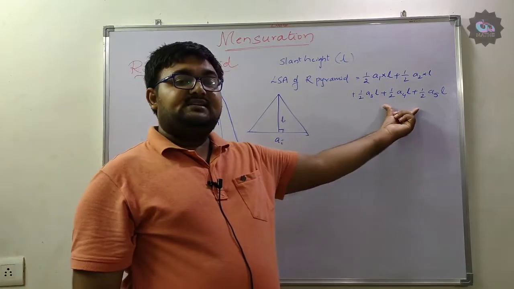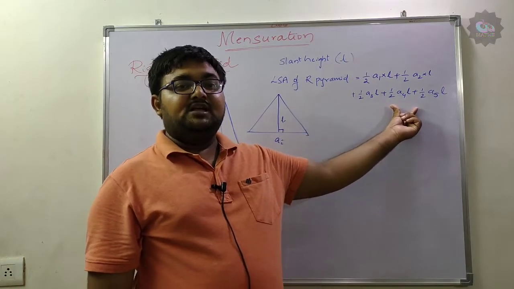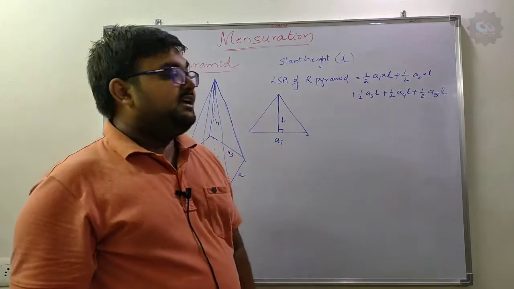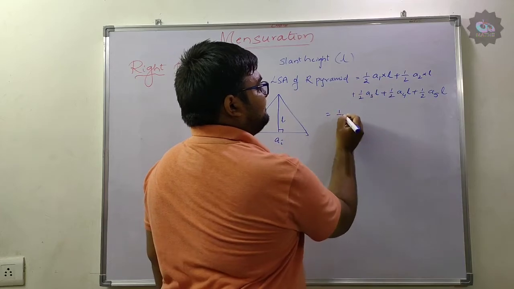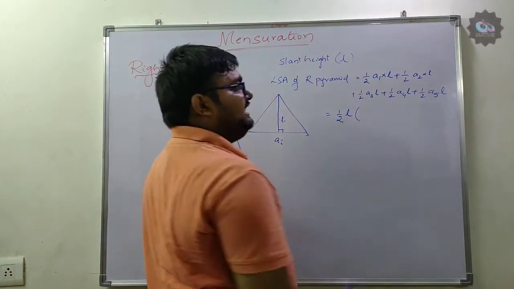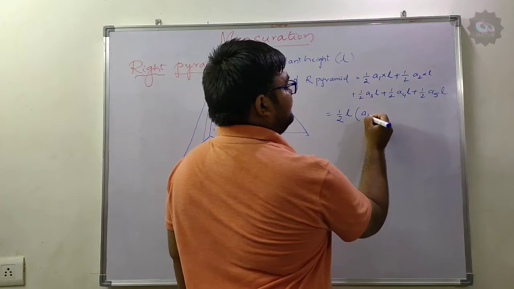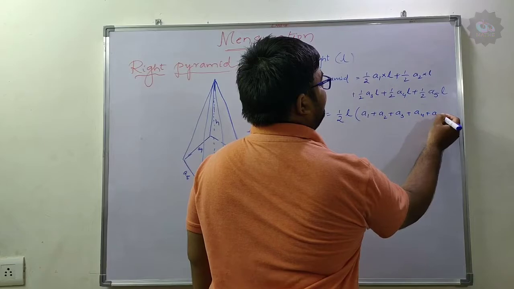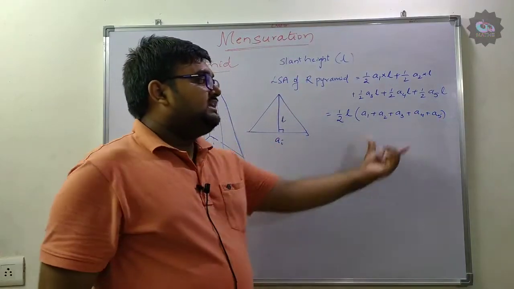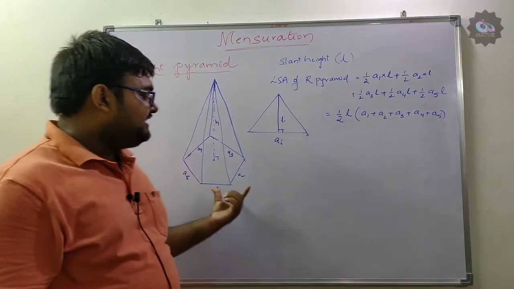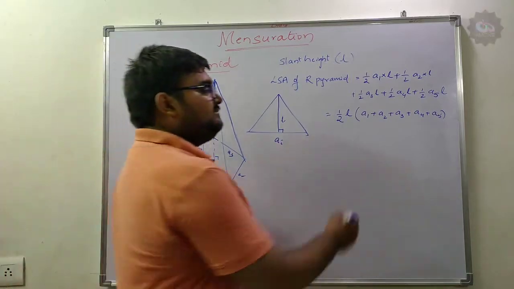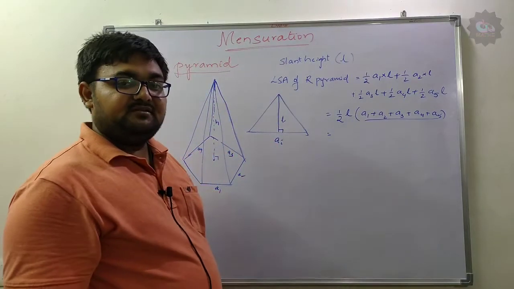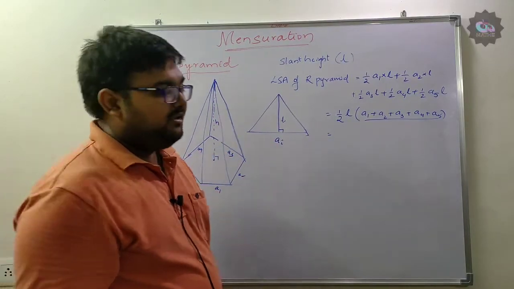Now since I have considered a 5-sided polygon, if it is an n-sided polygon, then you will get n such terms. Now among those terms, if I take half into L as common, then what am I going to get? A1 plus A2 plus A3 plus A4 plus A5. Now these are all nothing but the sum of sides of the polygon, right? The sum of sides of the polygon is called the perimeter. So the perimeter of a polygon is nothing but the sum of all its sides.